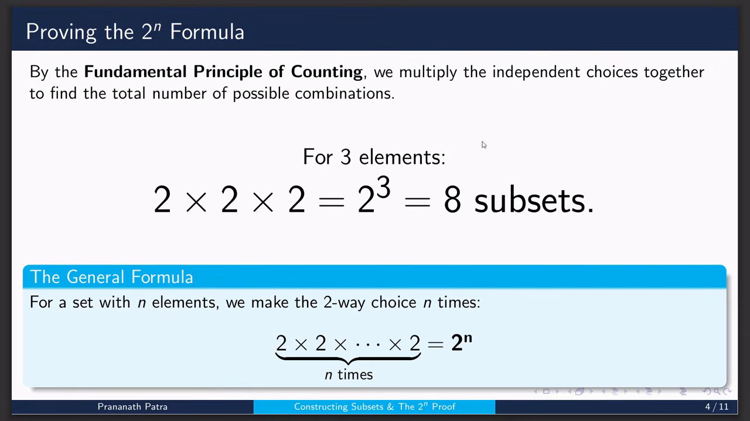This branching logic brings us right to proving the 2 to the n formula. By the fundamental principle of counting in mathematics, we multiply the independent choices together to find the total number of possible combinations. For our 3 elements, we multiply our choices. 2 times 2 times 2 equals 2 to the third equals 8 subsets. For the general formula, if we have a set with n elements, we simply make that two-way choice n times. That gives us 2 times 2 times 2 times ... 2 equals 2 to the power of n.